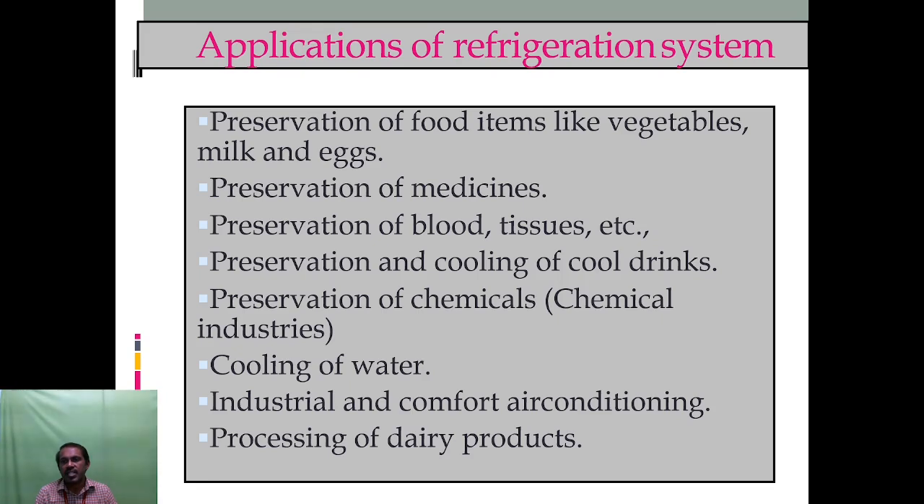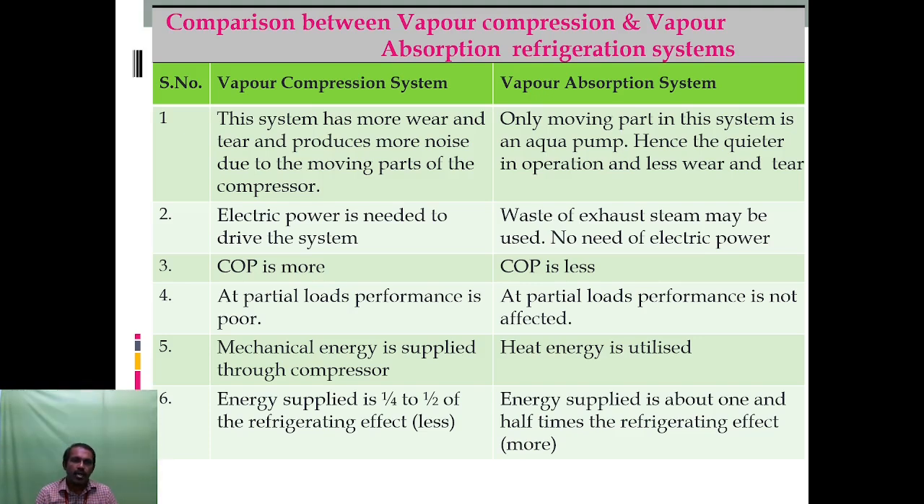Mostly, refrigeration is used for the preservation of food, medicines, and chemicals, etc. Now the main comparison is between the vapor compression system and the vapor absorption system. Here is some comparison statements of the vapor compression and absorption systems.